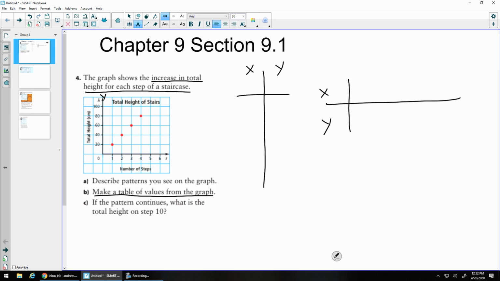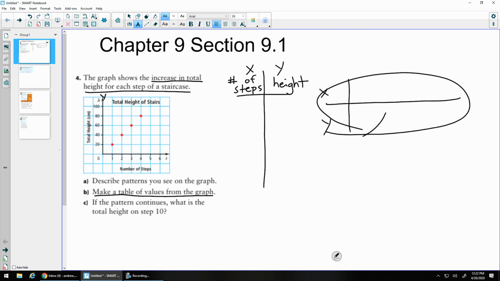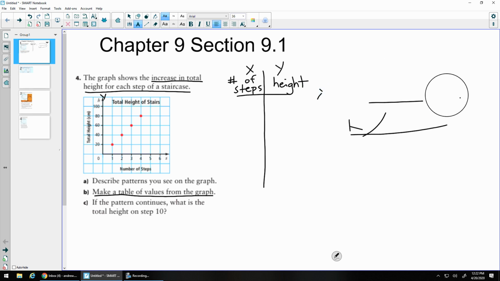So X, which is horizontal, is on the bottom. This is the number of steps. So X is the number of steps, and Y was the height. Okay, you could do this horizontally as well. It doesn't really matter. I'm just going to do it vertically. You only need to do one or the other.